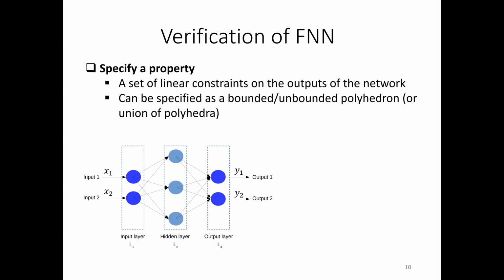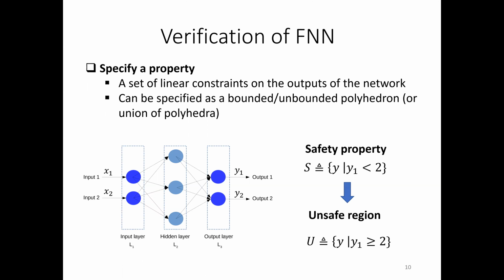So here is an example. Again, you have this small example, 2 inputs, 2 outputs, and 1 hidden layer. So the safety property that you want to verify for your network, corresponding to a specific input set, is, for example, that the first output Y1 is smaller than 2. Okay, so this is equivalent to the unsafe region where if Y1 is larger than or equal to 2, then the network is unsafe, right? So that's how we specify a property for a network. Okay. Any questions about this?